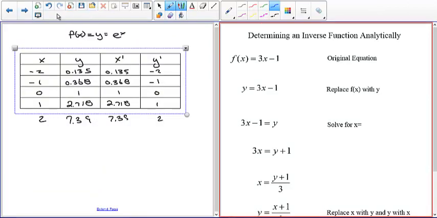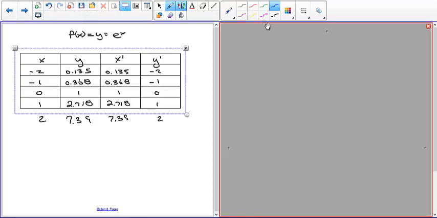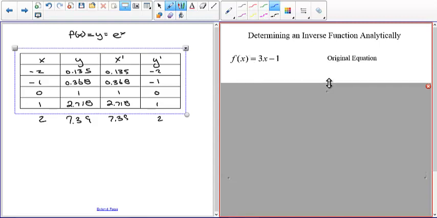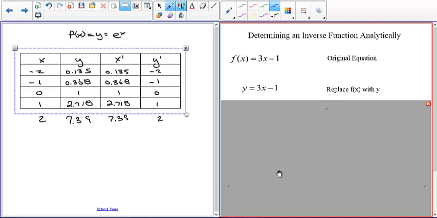Okay, so now to determine analytically, here's your original equation. f of x equals 3x minus 1. You first replace f of x with y. So this is the function, this is the coordinate. That's kind of the way you can think about it. But it's easier to deal with y's than with f of x's. Then what you do is you switch these two. So instead of y equals 3x minus 1, you have x equals 3y minus 1.